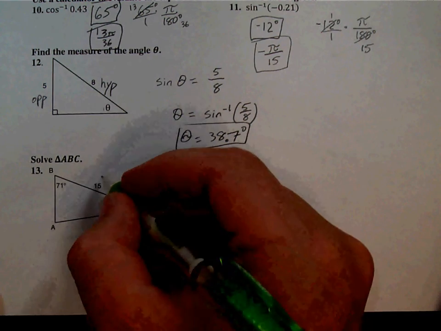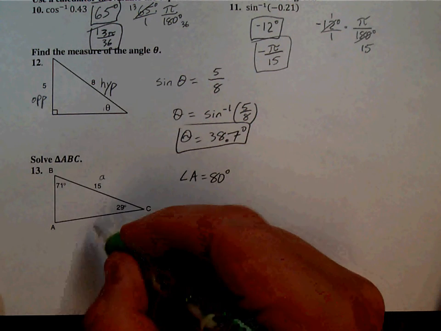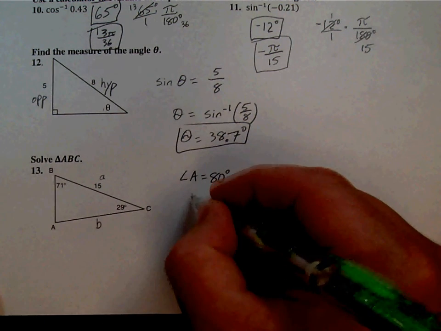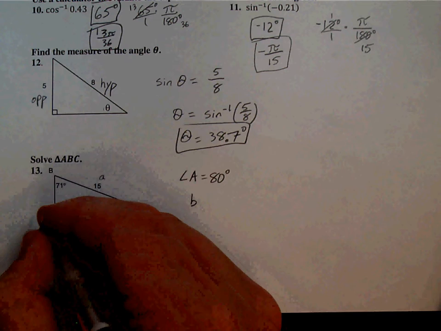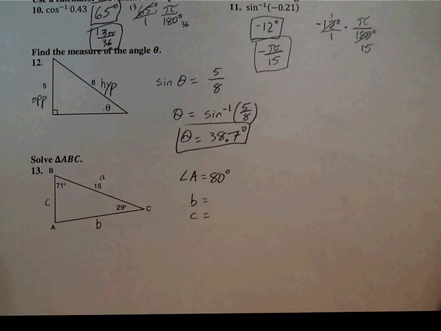Looks like we already know side A, because A's are opposite each other. So here's B, so we go opposite B, here's side B. We don't know that. That's one of the things we're looking for. If you go opposite angle C, side C is over here. We don't know that either. So we're now going to try to find side B and side C.